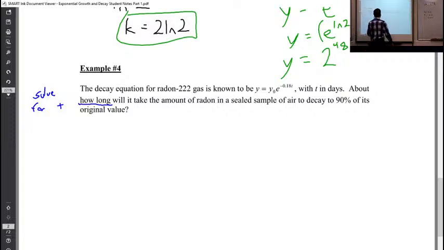Well, let's take, if our starting amount is 1, after this amount of time that we're trying to solve for, if we started with 1, how much is left? 0.9 is left. Because it says we want 90% of the original value. So the amount that would remain would be 0.9.